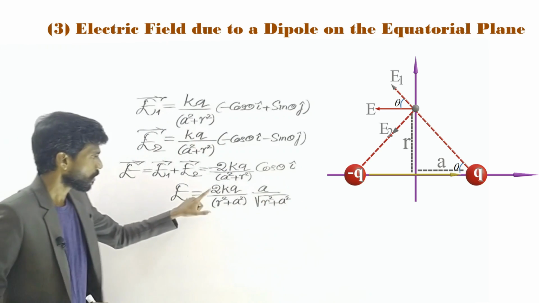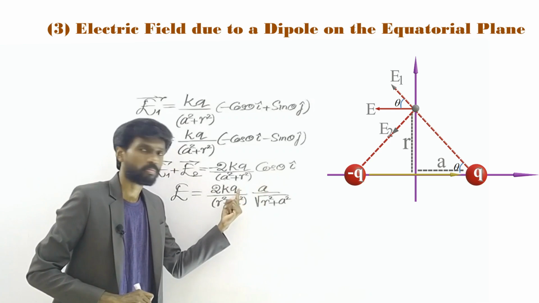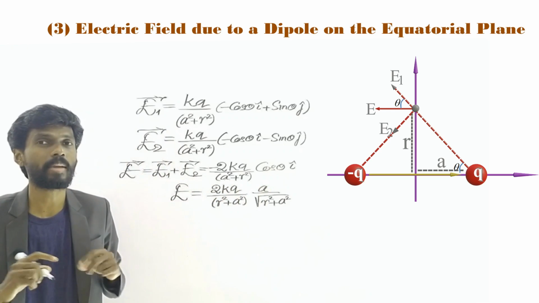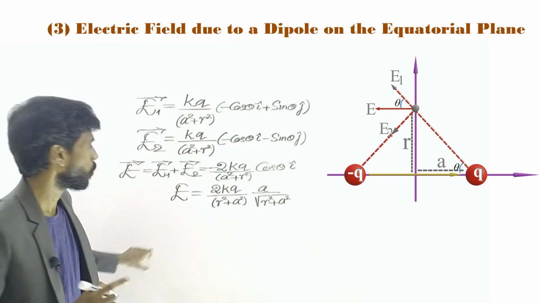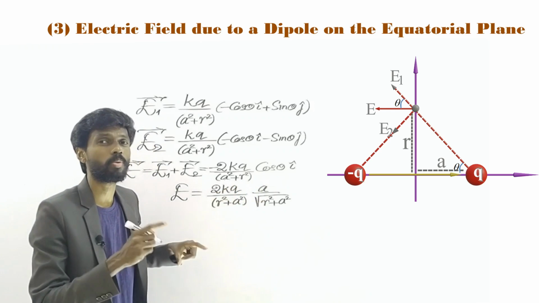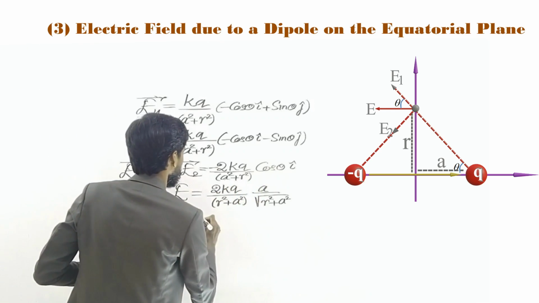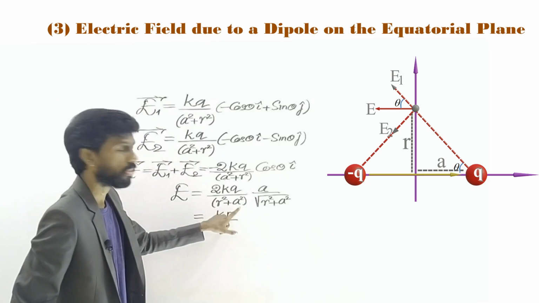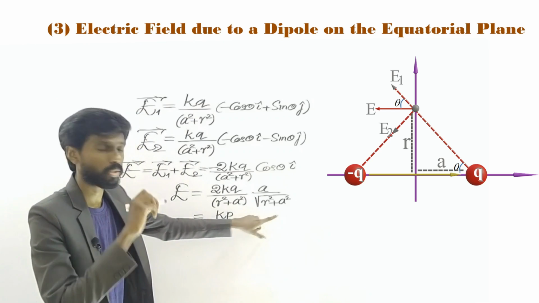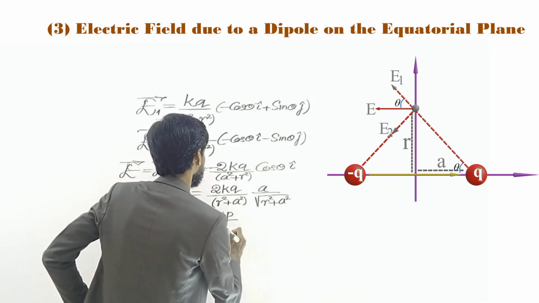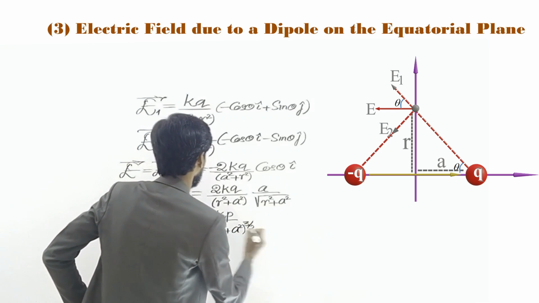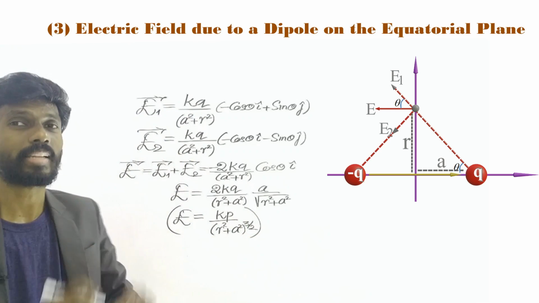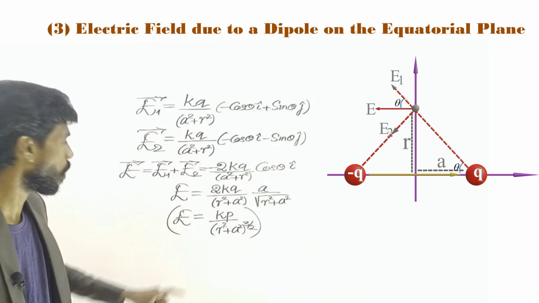Now again this is 2aq, 2 times a, that is the distance between the charges, multiplied by the charge. So that is the same as the electric dipole moment. Do you understand? Distance multiplied by charge, 2aq, is the dipole moment. So that can be written as simply p, which means it is kp divided by (r squared plus a squared) to the power 1 by 2. If you add this, we'll get r squared plus a squared to the power 3 by 2. So that is our required electric field. This is the formula for the electric field due to the dipole at a point on the perpendicular bisector. Done. That's it.